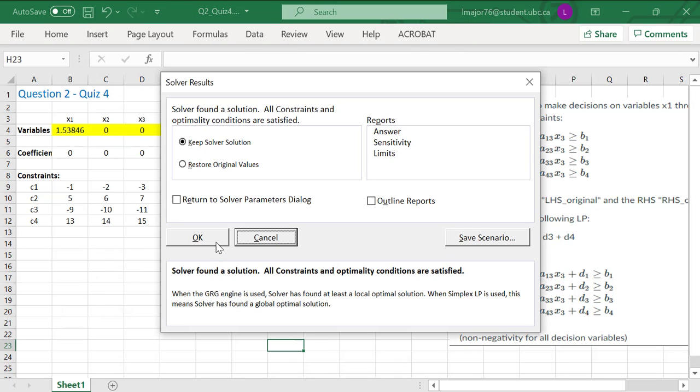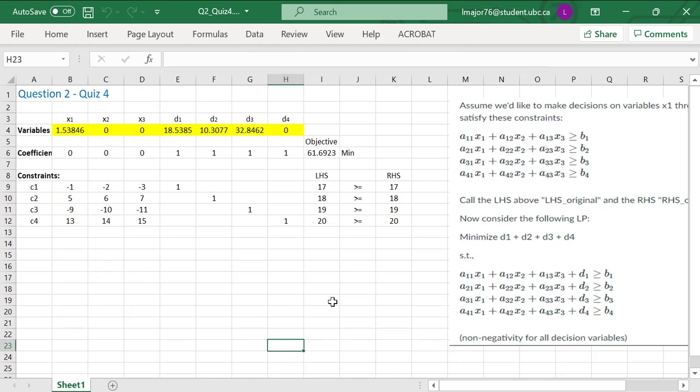And now we don't get an error. Okay. Now we get these differences. So we didn't need to change equation 4 at all. That difference is 0. These three are the amount they're under the right-hand side by. So 18.5, 10.3, and 32.8 is the best we can do if we're just minimizing the sum of them. And so in our quiz question, let's have a look at that now.